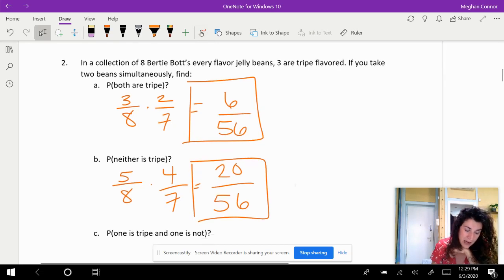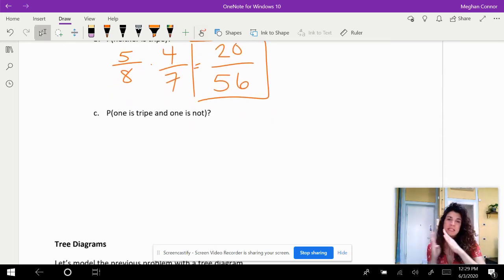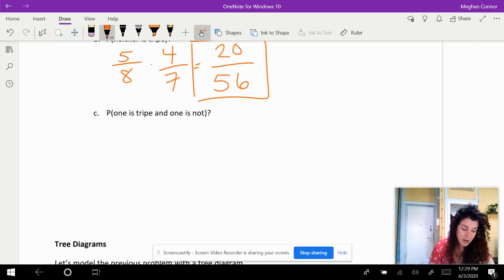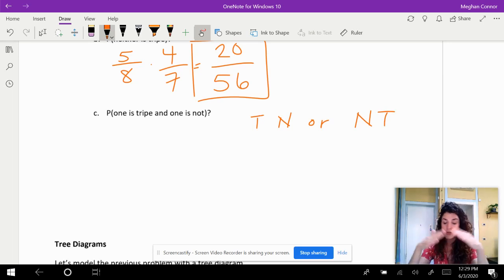What is the probability that one of them is tripe and one of them is not? Notice that with this question, there is not a specific order. They're not saying what's the probability that the first one is tripe and then the second one is not. They're saying what's the probability that only one of them is tripe. So realize you could have either tripe and then non-tripe, or non-tripe and then tripe. So you have 2 different situations that would fall under this category.